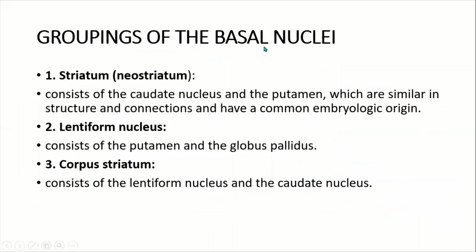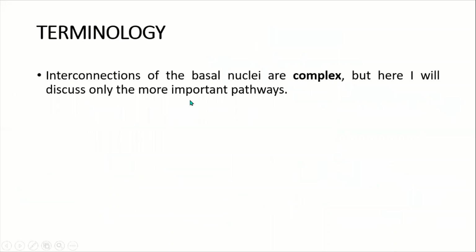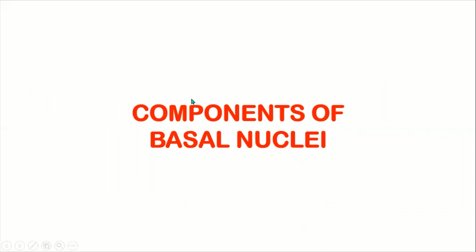So groupings of the basal nuclei, this is what I showed you and discussed with you in the flow chart. This is the striatum, this is the caudate nucleus and the putamen. The lentiform nucleus is the putamen and the globus pallidus, and the corpus striatum consists of the lentiform nucleus and the caudate nucleus. So the interconnections of the basal nuclei are complex, but here I will discuss only the more important pathways.